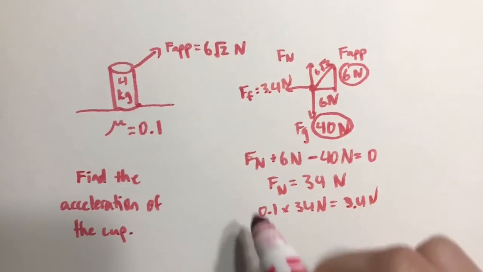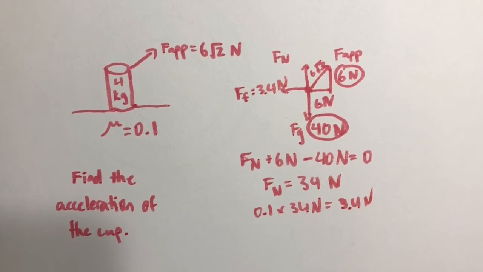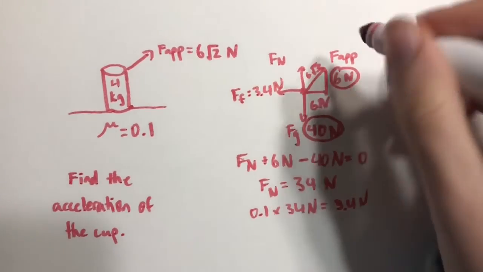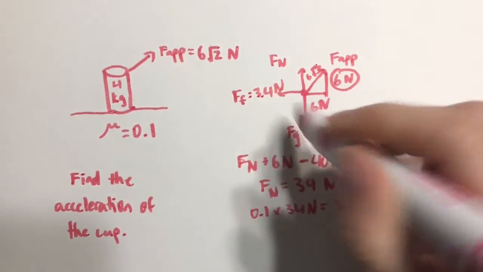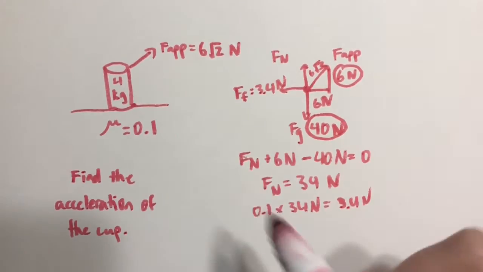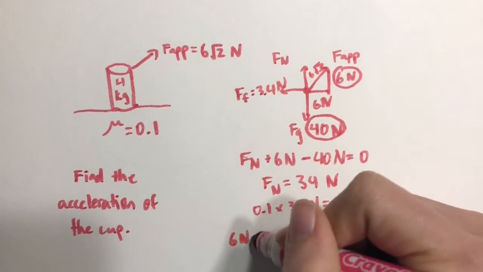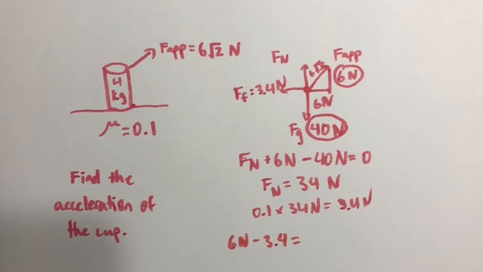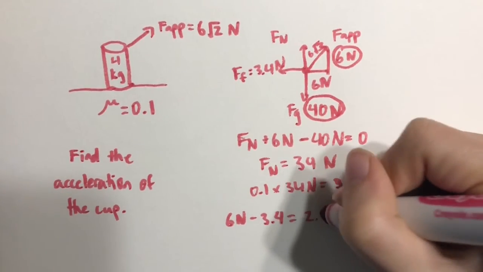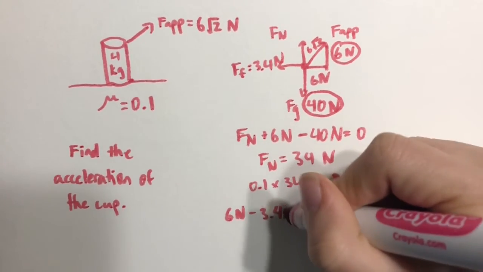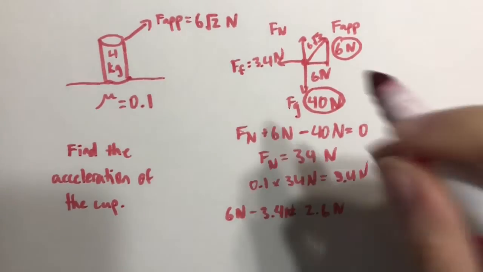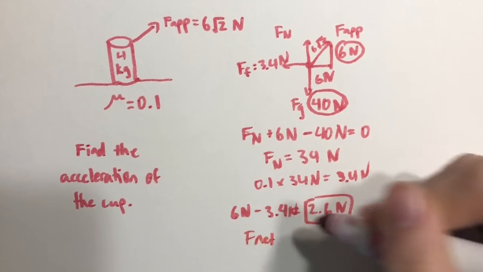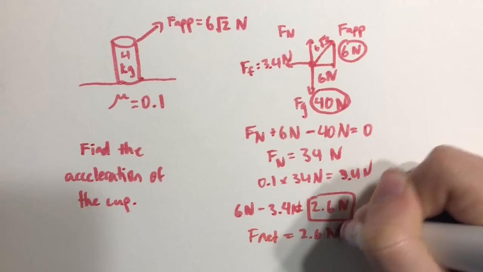Now that we have our friction force, we can start to balance out what we have here. So we'll be able to take this 6 Newton applied force in this direction and subtract the friction force from that. So 6 newtons minus 3.4 newtons, we're going to get 2.6 newtons, and that is going to be our net force. So F net equals 2.6 newtons.